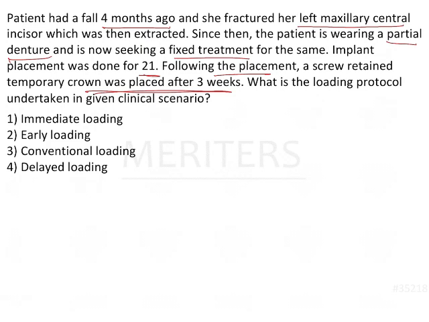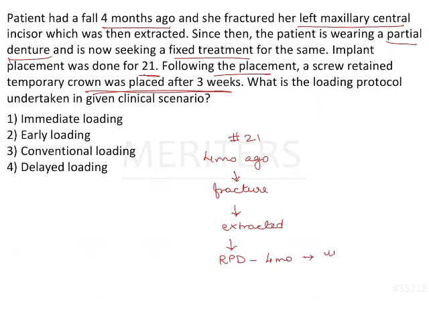Okay. So we have a history 4 months ago, tooth number 2-1. After fracture, it was extracted, then RPD for 4 months, then implant, and then crown after 3 weeks. What is the loading protocol?